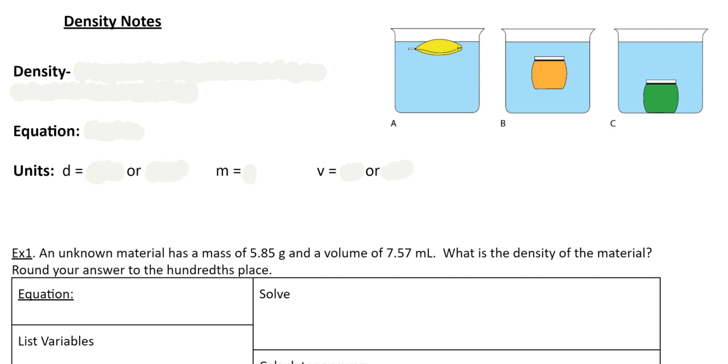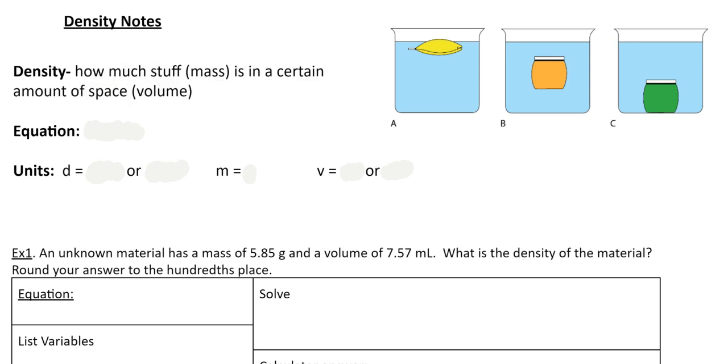Hi everyone, so today we are going to learn about density and what is going on with that. So first we need to know what it is. Density means how much stuff or mass is in a certain amount of space or volume. So we've talked about each of these individually before, but now we're putting them together. The reason we care about density is because it will tell us a lot about an object.